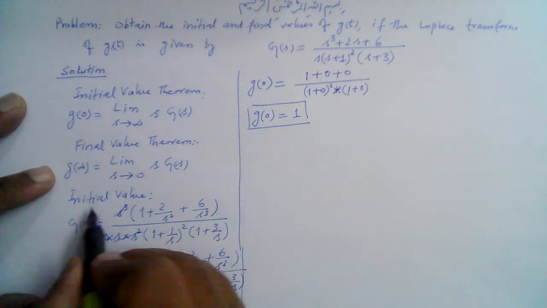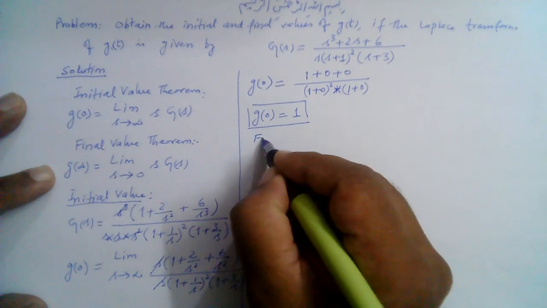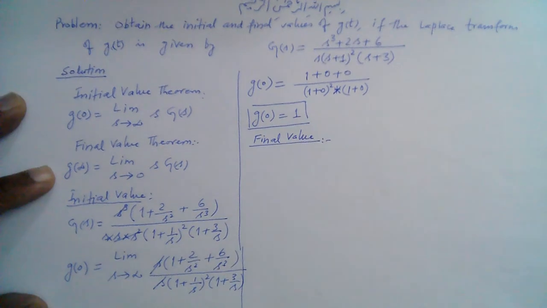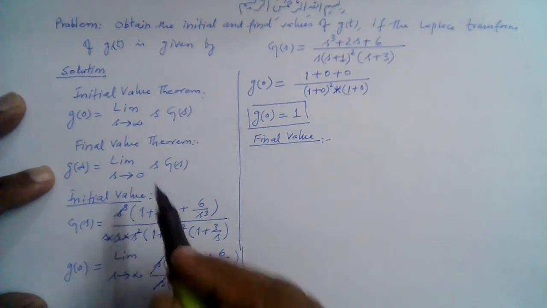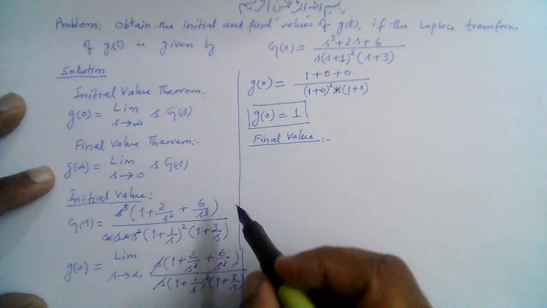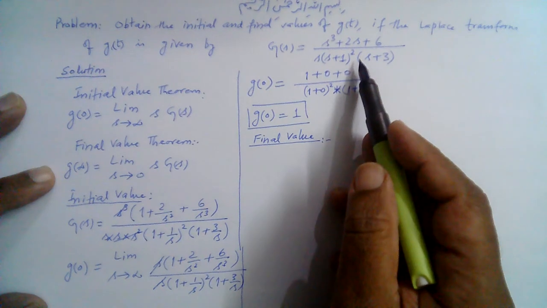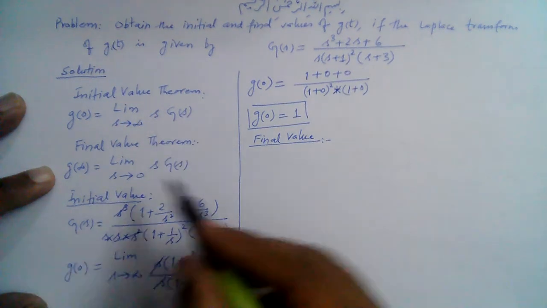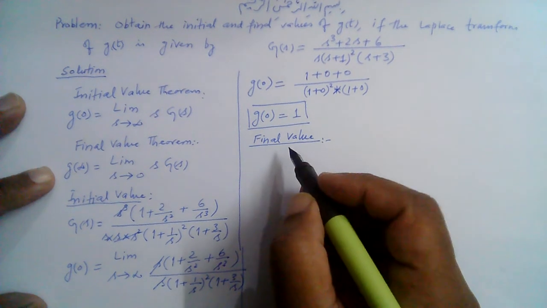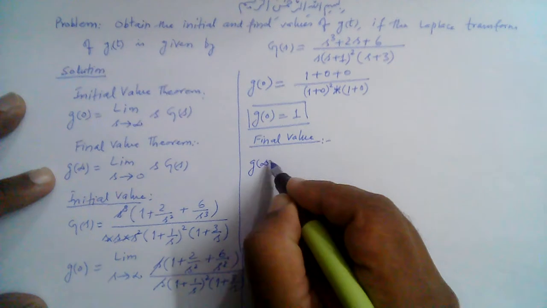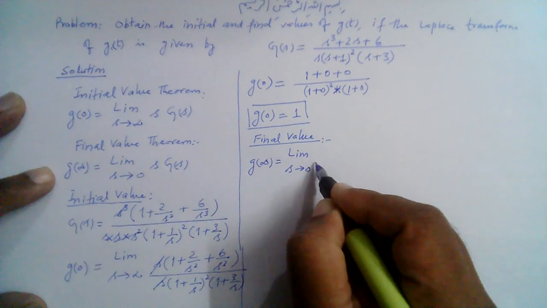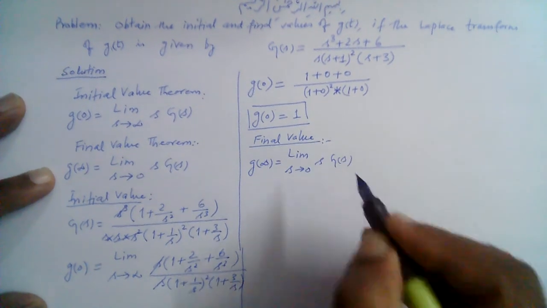Now the final value. This was the initial value, now the final value. For the final value we need to apply this theorem, right? So we can simply put s is equal to 0 in the given Laplace transform, right? So g at infinity is equal to limit when s tends to 0 of s g of s, right?